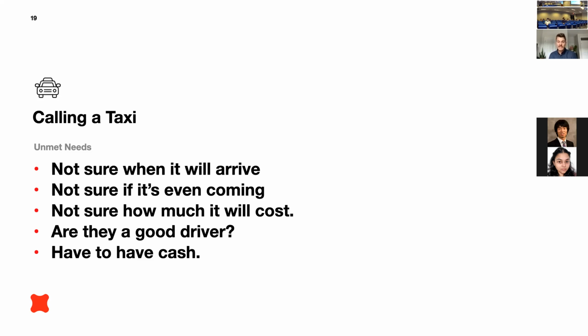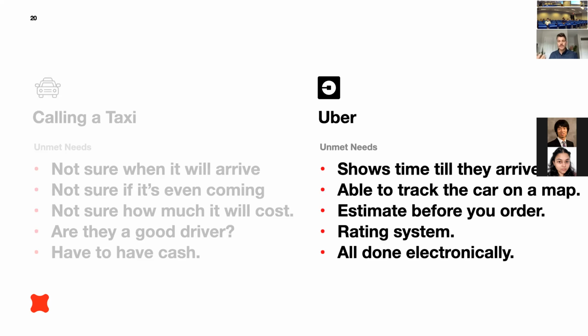You had no real way of knowing how much it was going to cost unless you lived in that area. You had no way of knowing if they were a good driver. And most of the time you had to have cash because they didn't have card readers. So there were a lot of problems with calling a taxi, but it was kind of the only option. And I'm sure you're all familiar with Uber, but what Uber really did was answer a lot of these unmet needs. So Uber is able to show you what time you have until they arrive at the destination.